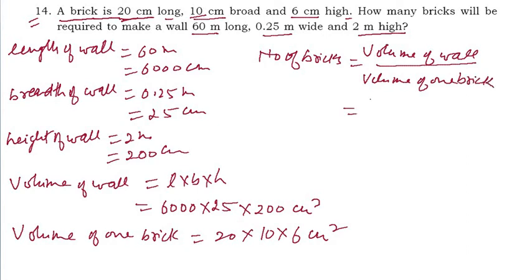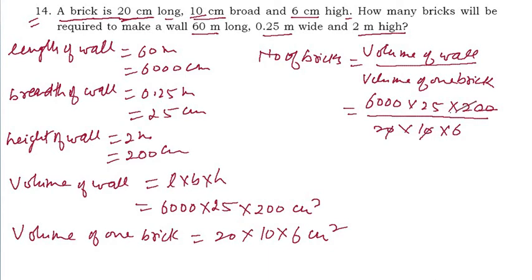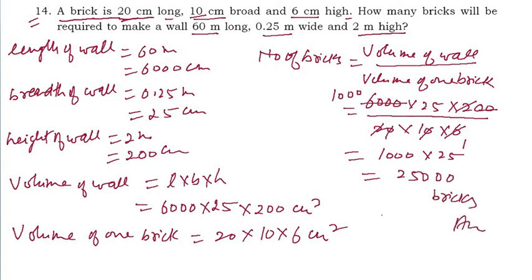Now put the value. Volume of wall is given as 6,000 into 25 and the 200, and here is the volume of brick, that is the 20 into 10 into 6. Now double zero is cutting with this zero, and 2 ones are 2, 2 ones are 2 here. Now 6 ones are 6 and 6,000 will come here, children, and now we can say it is 1000 into 25. So you can write here 25,000 bricks. So that one is your answer.